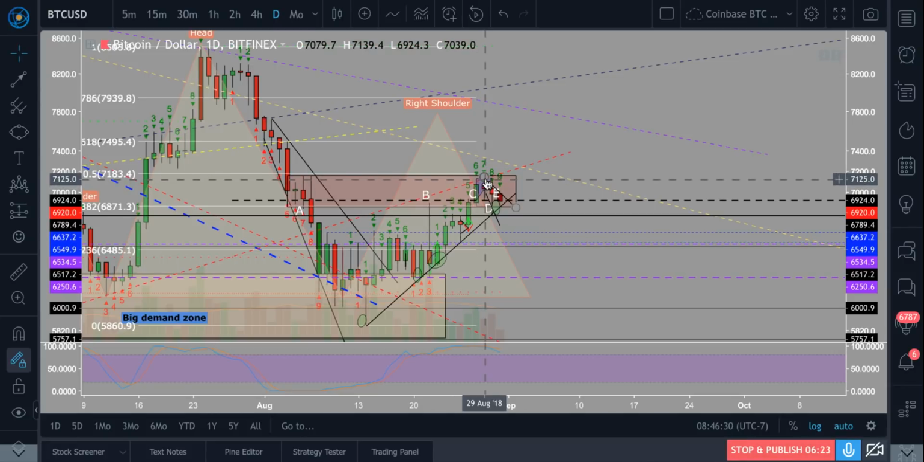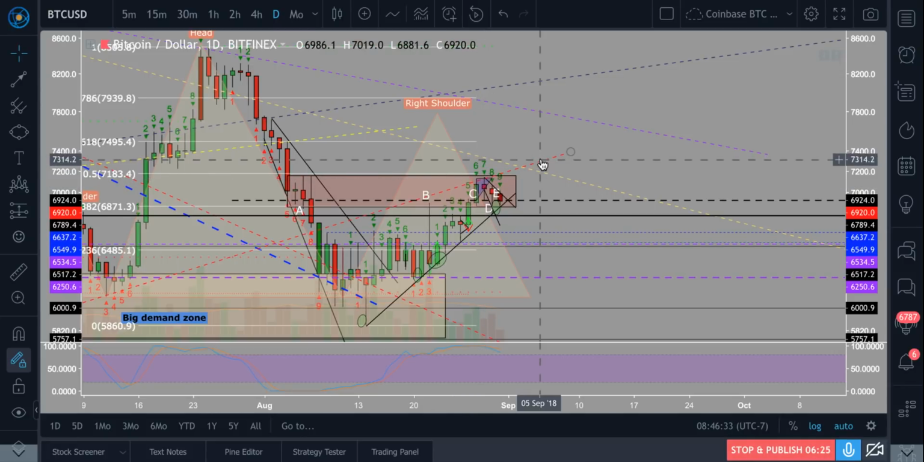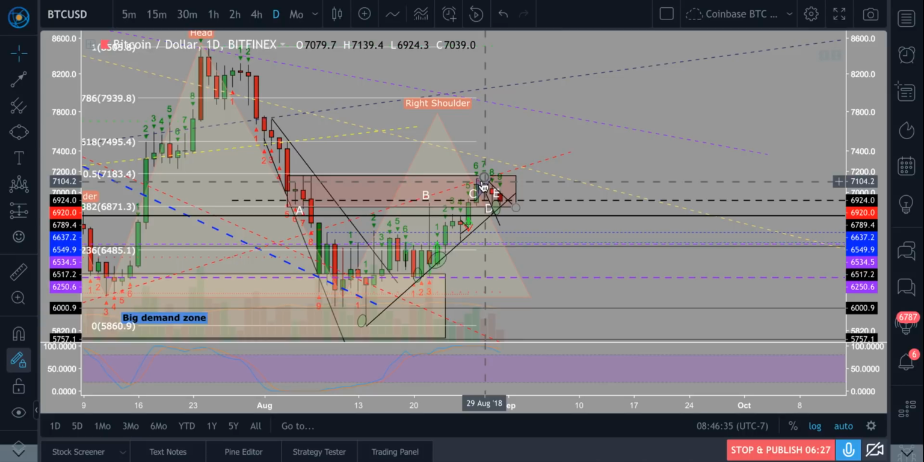Given the fact that we had met this red trendline resistance, the 7100 resistance from this old distribution right here, all signals tell me that this is the time to either get out, or if you're really risky, you want to double down here. So that's again your call, however you want to play that.